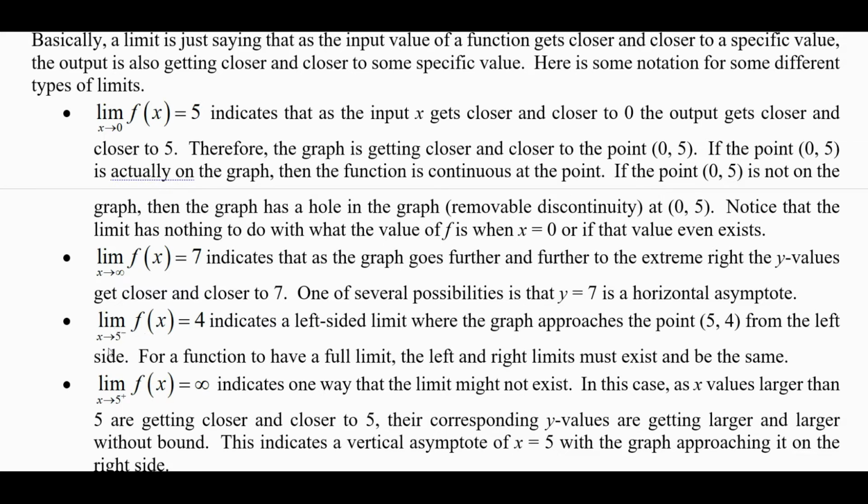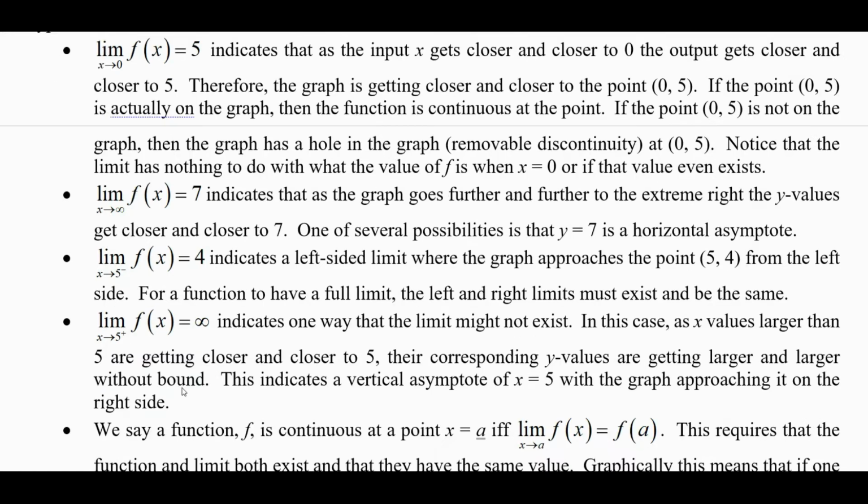If we say the limit as x goes to 5 from the left, and that minus sign means from the left side, of f of x equals 4, this is a left-sided limit, a one-sided limit, where the graph approaches the point (5, 4) from the left side. We're not saying anything at all about what happens to the right of 5. For a function to have a full limit, the left and right limits must exist and be the same.